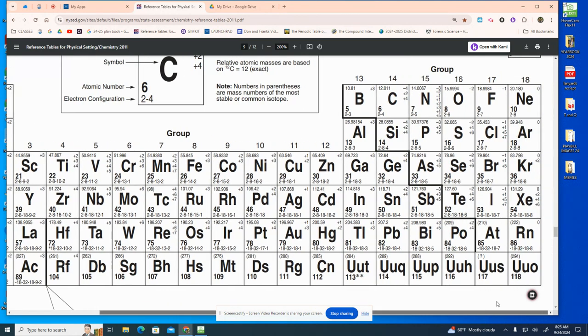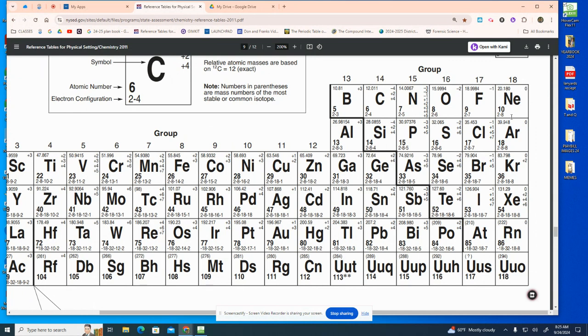So neon is over here. Okay. Neon is number 10. It's in group 18. How many valence electrons does neon have? 8. And it doesn't form either a cation or an anion. It's neither a cation nor an anion.